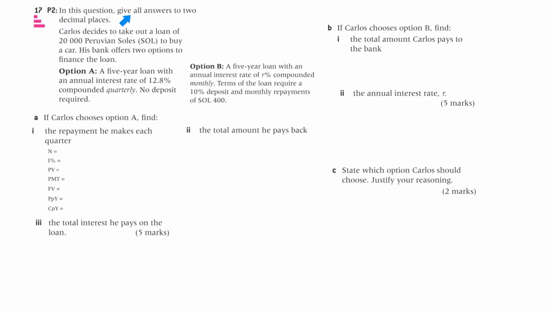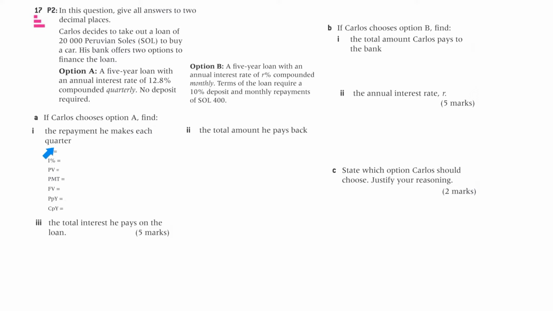Question 17, it's a paper 2 question. In this question, give all answers to 2 decimal places. Carlos decides to take out a loan of 20,000 Peruvian sols to buy a car. His bank offers 2 options to finance the loan. Option A, a 5-year loan with an annual interest rate of 12.8% compounded quarterly, no deposit required. B, a 5-year loan with an annual interest rate of R% compounded monthly. Terms of the loan require a 10% deposit and monthly repayments of 400 sols. A, if Carlos chooses option A, find 1, the repayment he makes each quarter.